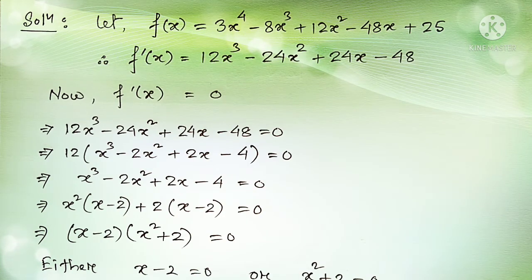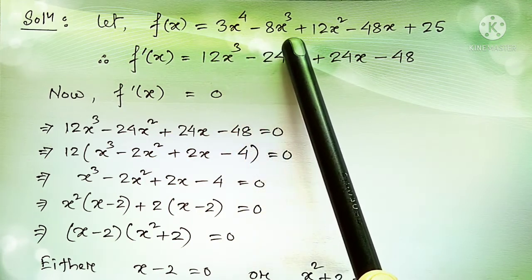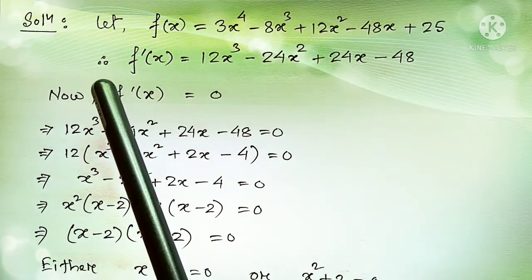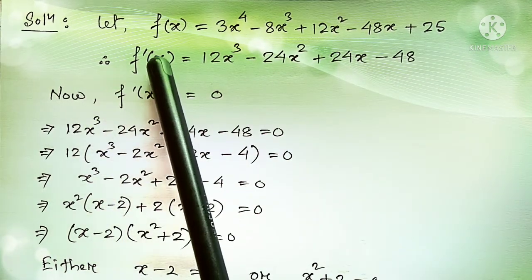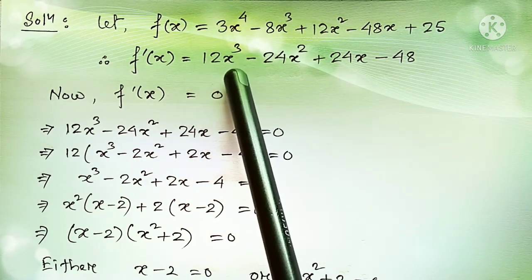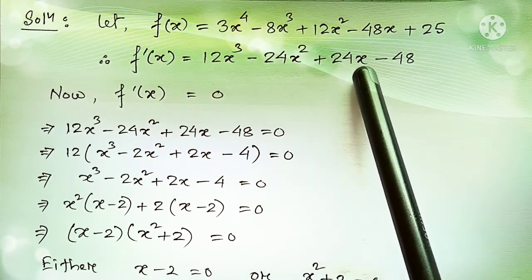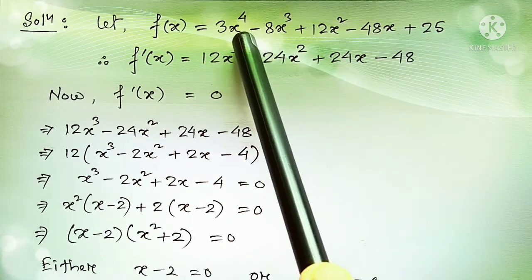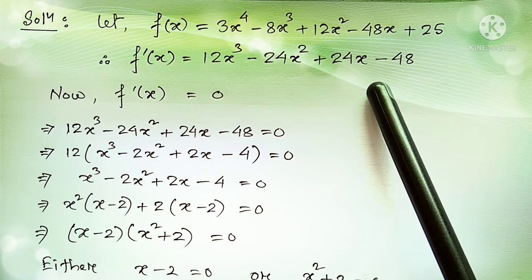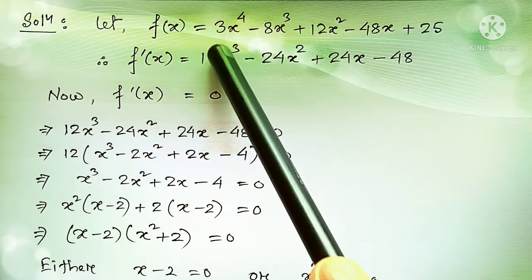If you see, the solution is given in this way: f(x) equals 3x to the power 4 minus 8x cube plus 12x square minus 48x plus 25. If we differentiate this with respect to x, d/dx of f(x) means f dash of x, and when we differentiate 3x to the power 4, we get 12x cube, then 8x cube differentiates to 24x square, and 24x minus 48. Is it clear? And now, according to our law, we write f dash of x equal to 0, and in place of f dash of x we put this result.